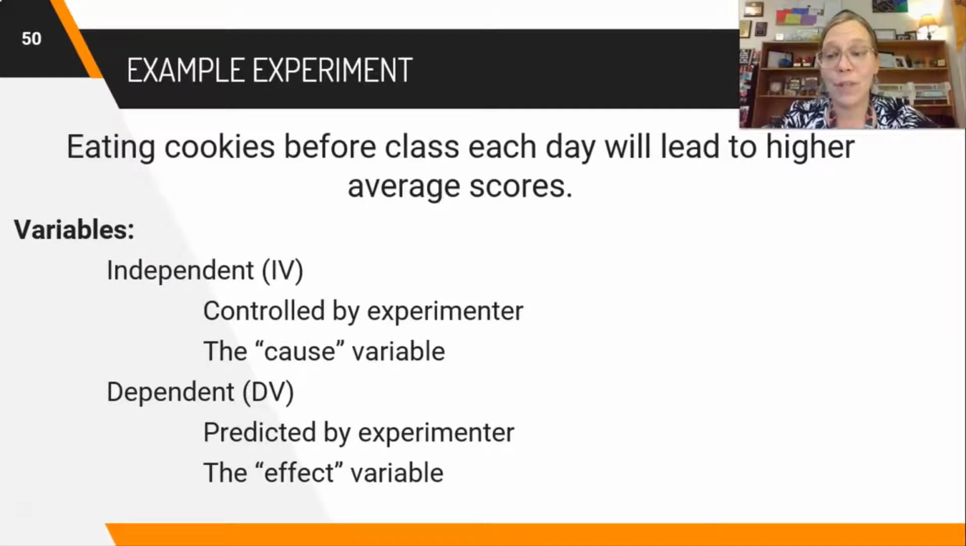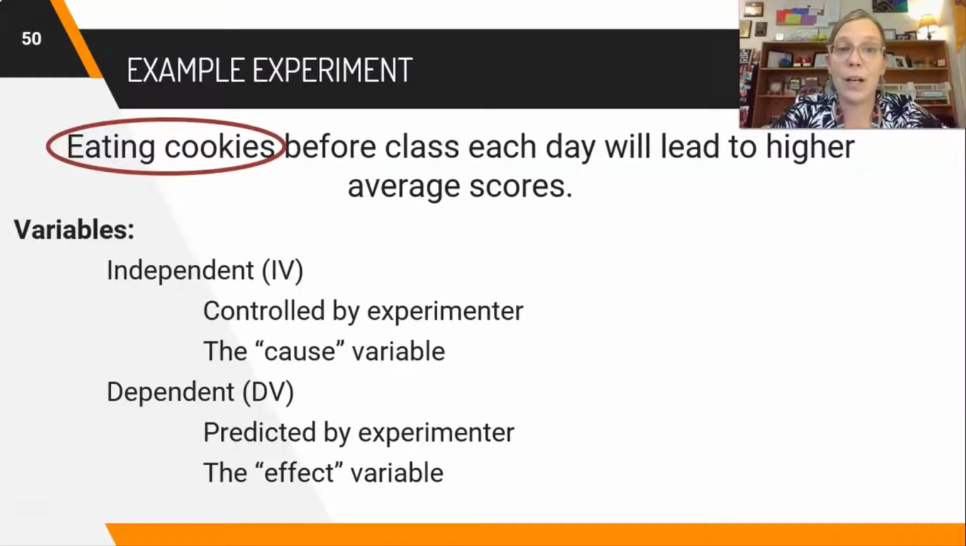Okay, so you should have thought about what you think the independent variable is in this experiment. So what causes a change in the other variable? In this experiment, that is going to be the cookies. So if you said cookie, that is correct. Eating cookies before class is our independent variable. It is what is controlled by the experimenter.